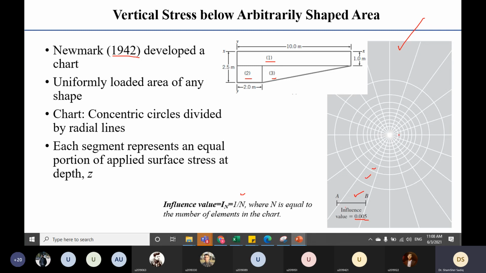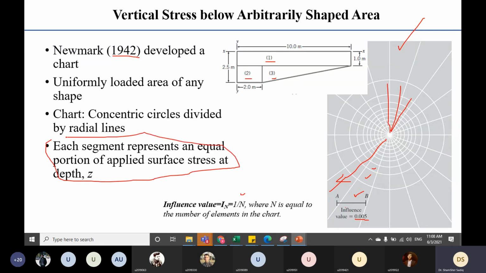So if you see, the Newmark chart is basically circles which increase in size as you go away from the center. We call these concentric circles, and these are divided by radial lines. So you can see that these are the radial lines. Now each segment represents an equal portion of the applied stress at Z. This point I will explain when we solve one numerical example.